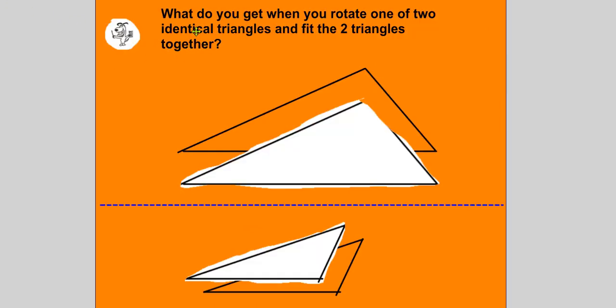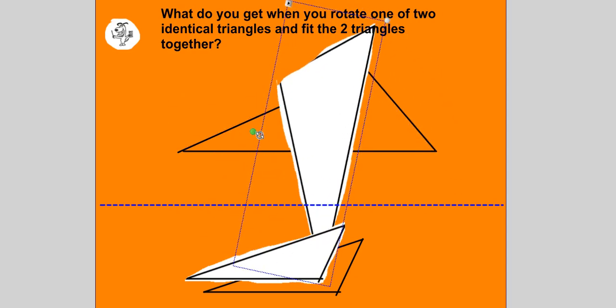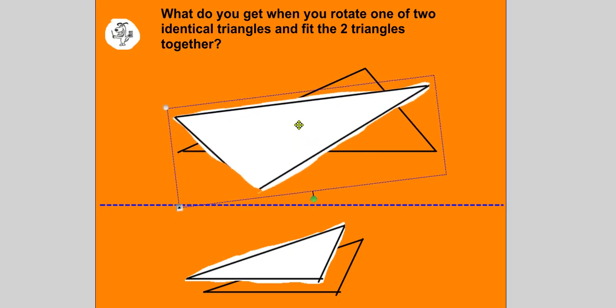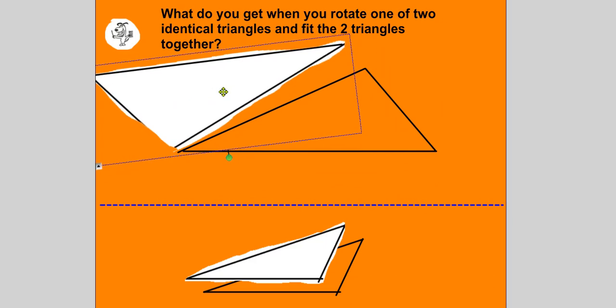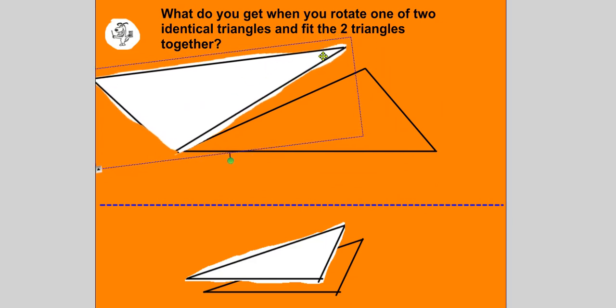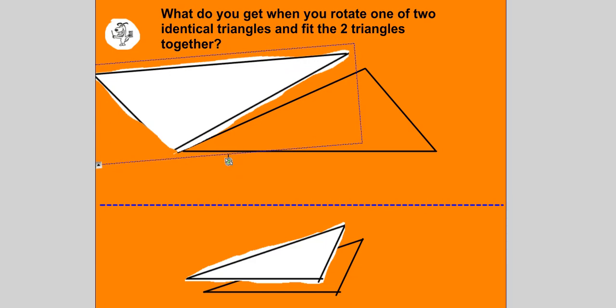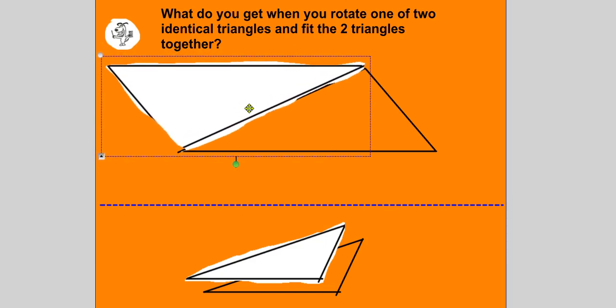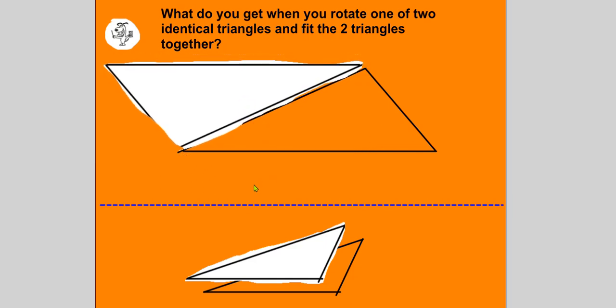So, starting out, what do you get when you rotate one of two identical triangles and fit the triangles together? I'm going to do a little demonstration here. These are identical triangles in shape and size, so they're congruent. And I'm going to try to place one right next to the other, like so. That's pretty good. You notice what you get here is a parallelogram. These opposite sides are parallel. This one and this one, this one and this one.